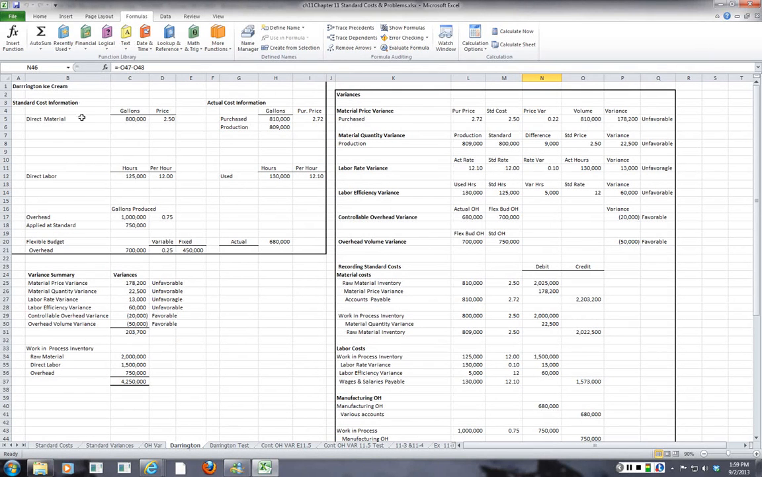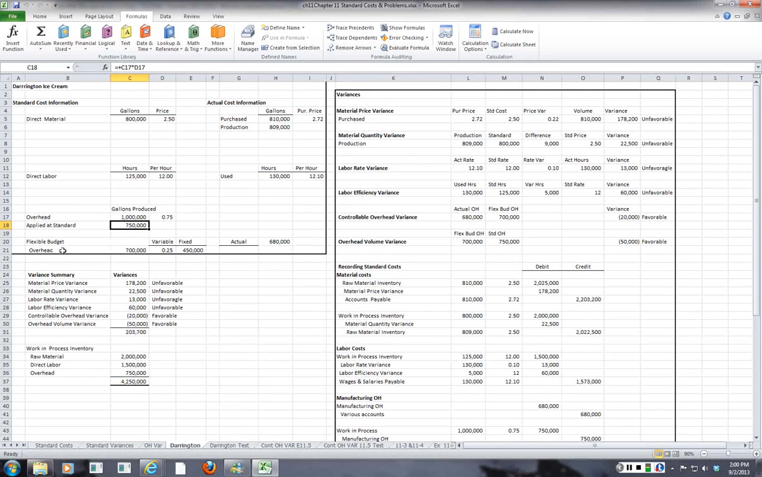So here, Darrington Ice Cream, the standard cost information is that they have a direct material of 800,000 gallons at $2.50, and we have actual cost information on it. We purchased 810,000 gallons at $2.72, and then we have a production of 809,000 gallons. Direct labor of 125,000 hours at $12 an hour. We used 130,000 hours at $12.10 an hour. In overhead, we have a million gallons at 75 cents, and so that's applied at standard of $750,000.